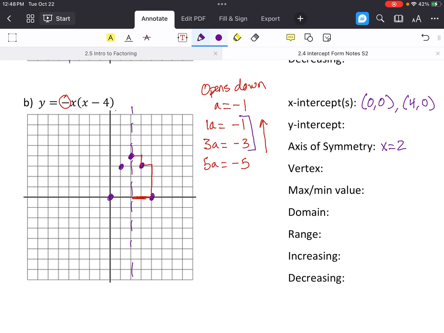And if I wanted to keep going past these points, then I can just, from these points, go over 1, down 5. 1, 2, 3. And that continues that pattern.